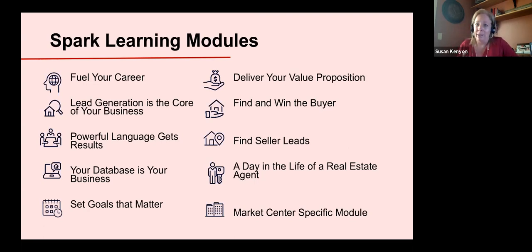Why did you get into this business? What are your goals? How are you going to help people? Remember, we're in the business of helping people make great decisions. We're in the business of helping people. It's not always about the real estate transaction.